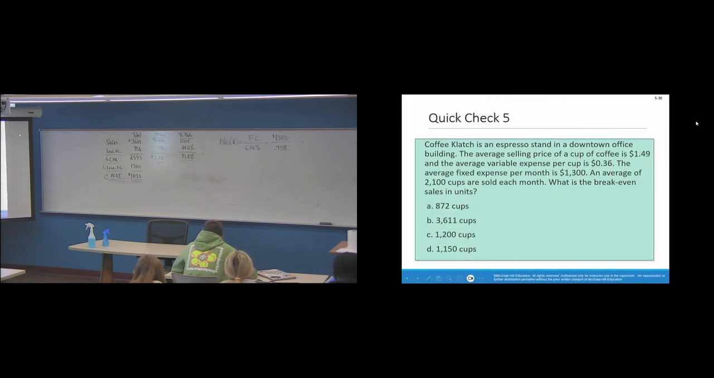How about cups? How many cups of coffee? Because remember, that's what our units are in this example. So break even in units. The only thing we're changing is the denominator, because now we want to know how many units we need to sell to cover fixed costs. So what's my unit CM? $1.13. Right.